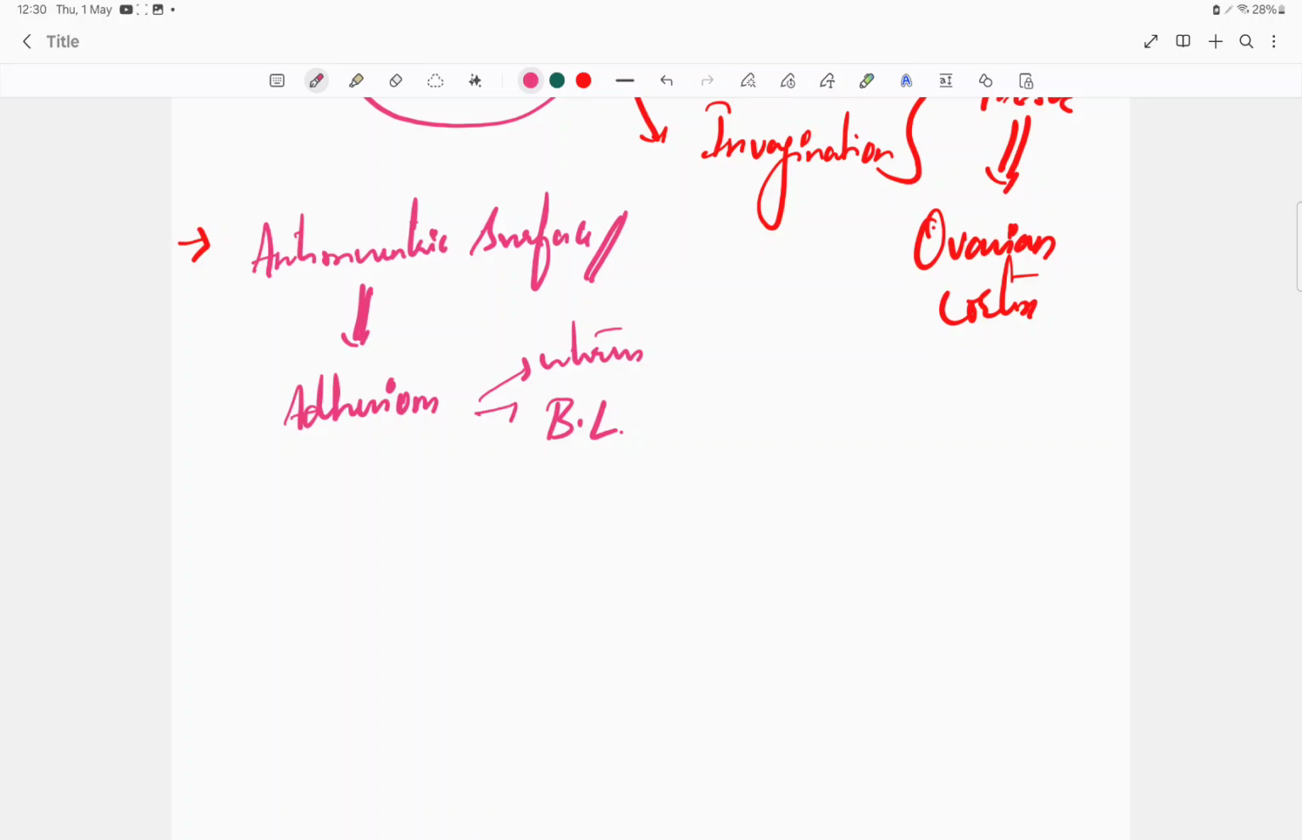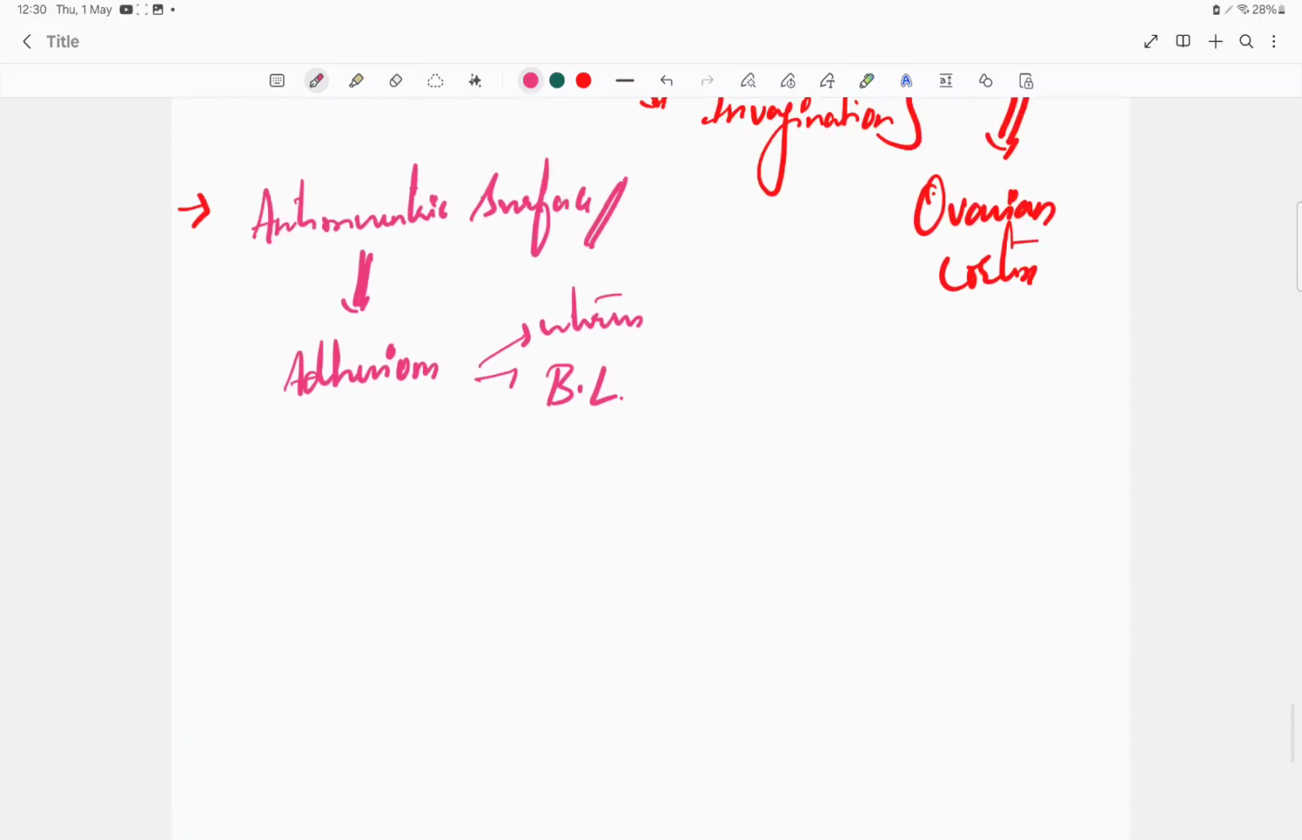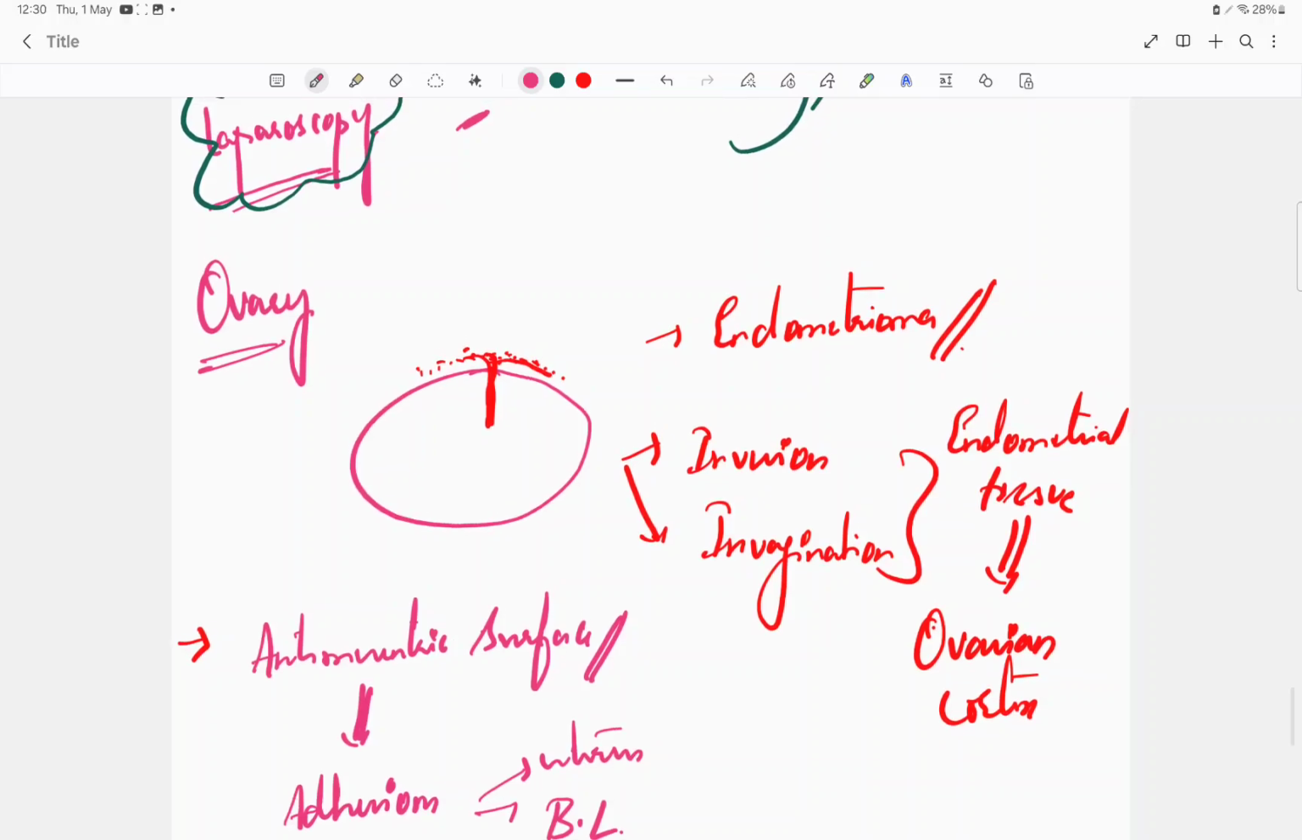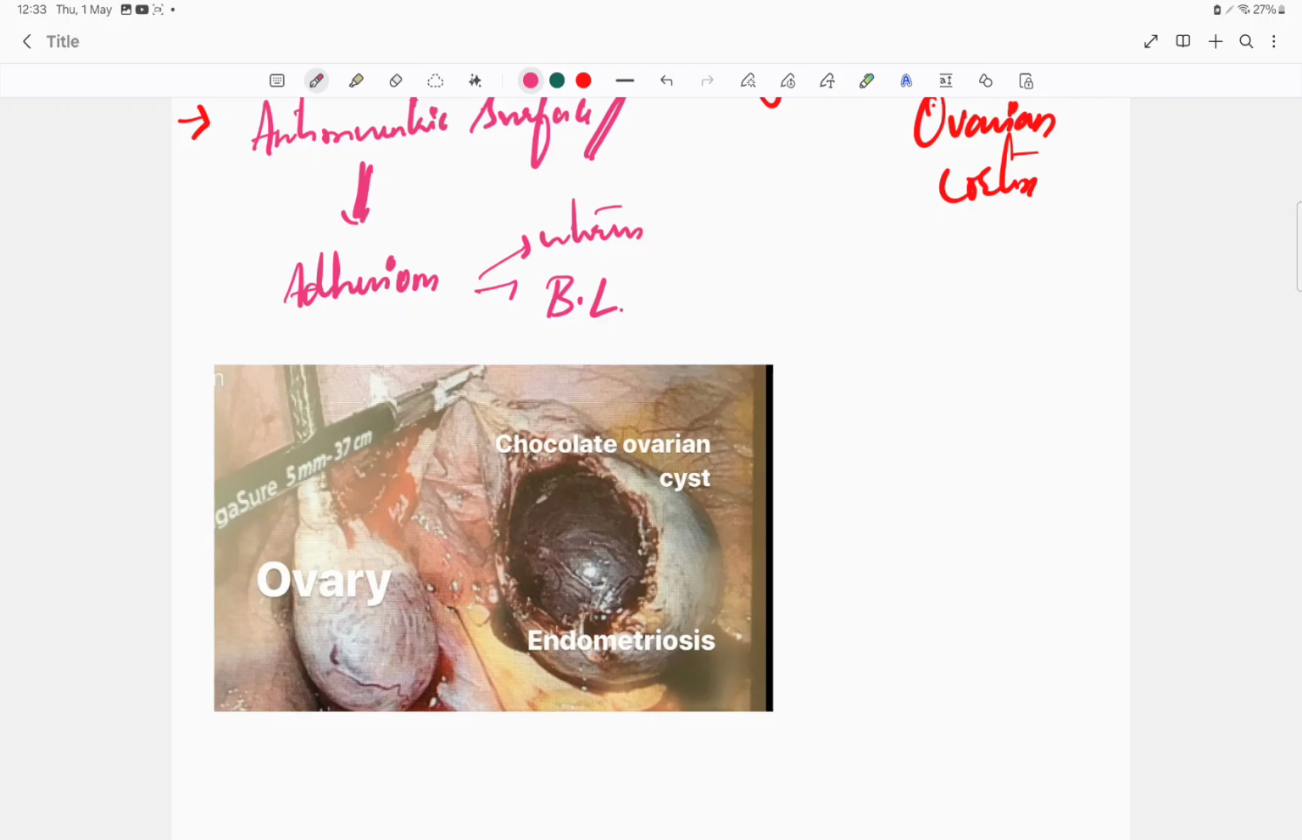Now this endometrioma is also, interestingly, called a chocolate cyst. See, generally we think a chocolate cyst looks like chocolate. No, actually the surface is white, and only after opening it do you see the chocolate color.